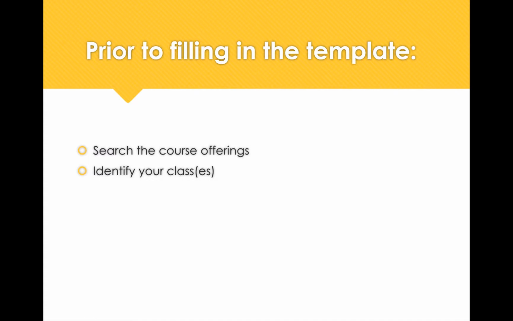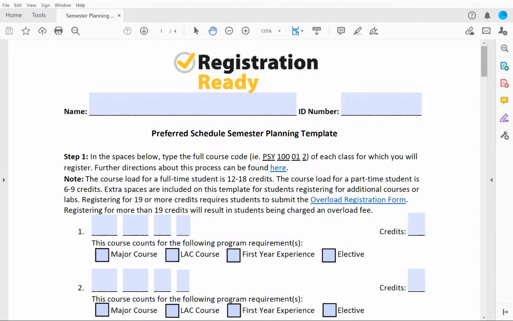For the sake of this video, let's say that I've determined the class in which I would like to enroll. Now I'm ready to enter the information about the course onto the template. For step 1, use the provided spaces to type the full course code. For this example, I'm going to enter the course code PSY 100-012.